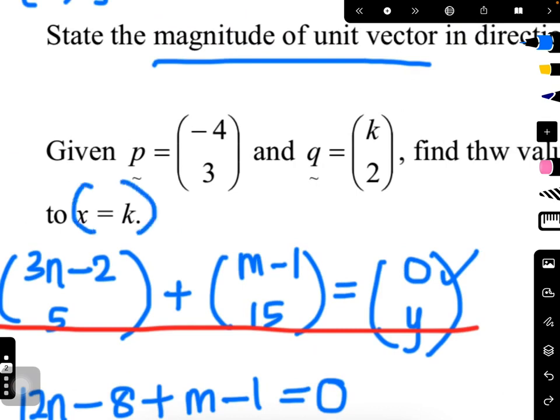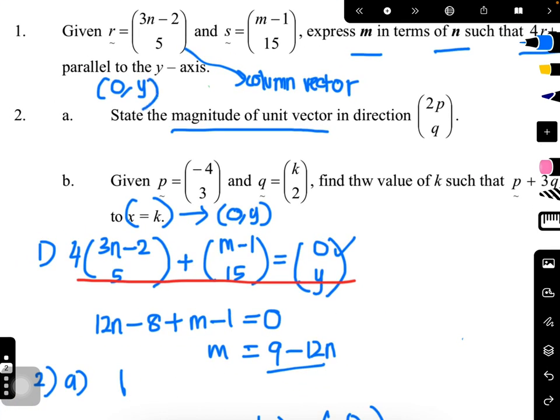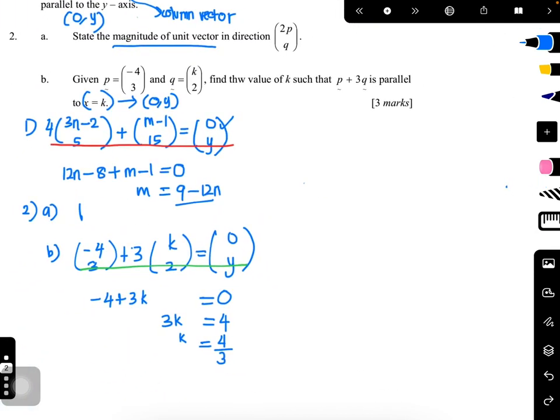What is meant by parallel to x equal to k? This means that 0 for x, and y has a value. It is the same as parallel to the y-axis, because when we graph this equation we will get a line parallel to the y-axis. So 0 for x and y has a value, but we don't know what the value is, so we can equate it like last time into the equation given.